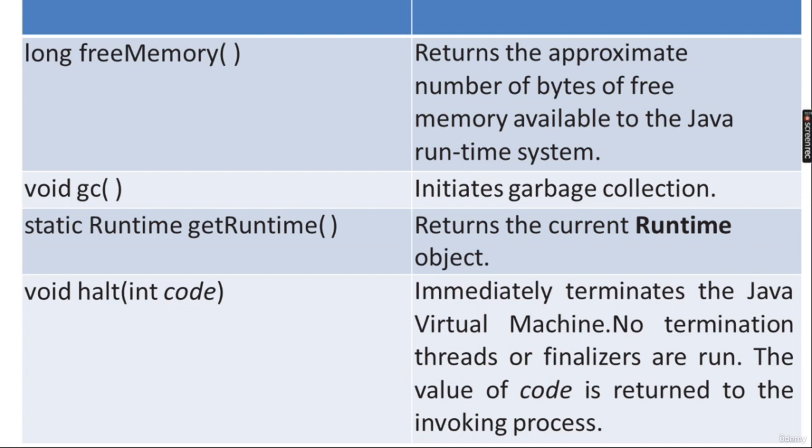void gc() initiates garbage collection. static Runtime getRuntime() returns the current Runtime object. void halt(int code) immediately terminates the Java virtual machine. No termination threads or finalizers are run. The value of code is returned to the invoking process.